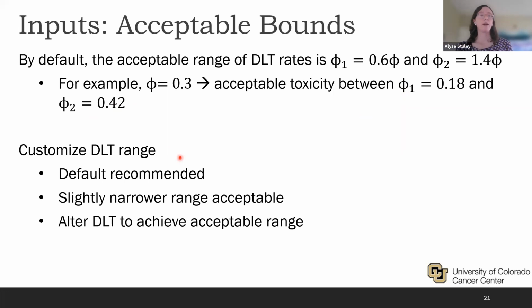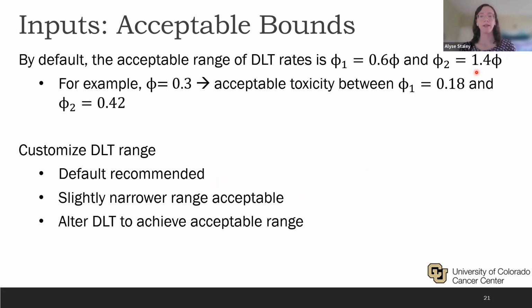In addition to these default ranges, you can also customize the DLT acceptability range. In most cases, the default is highly recommended, but it is possible to use slightly narrower ranges. For example, we could use a more conservative de-escalation rule, and instead of using a coefficient of 1.4, we could use a coefficient of 1.2.